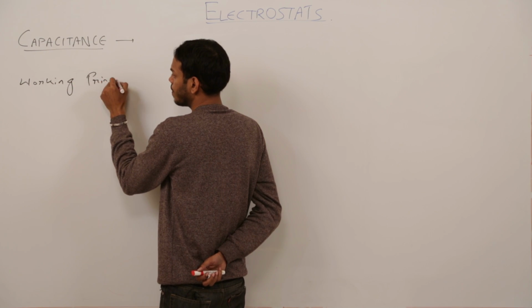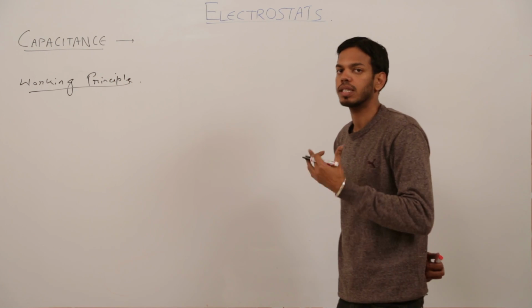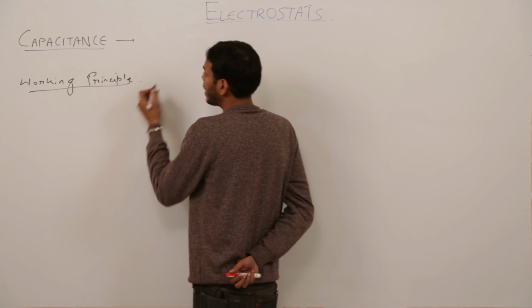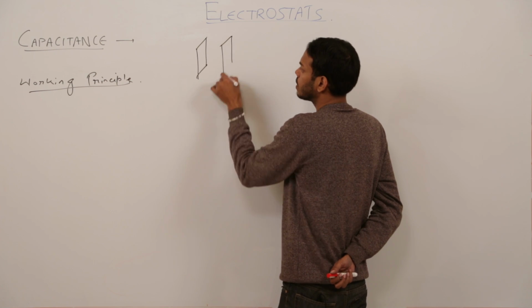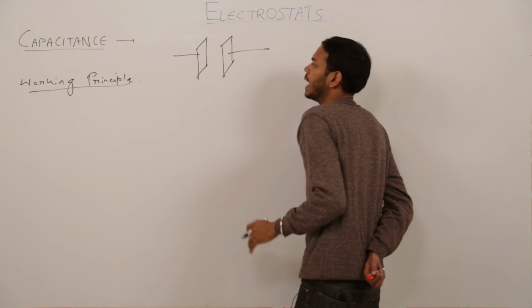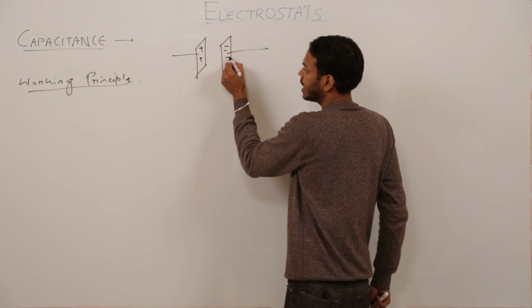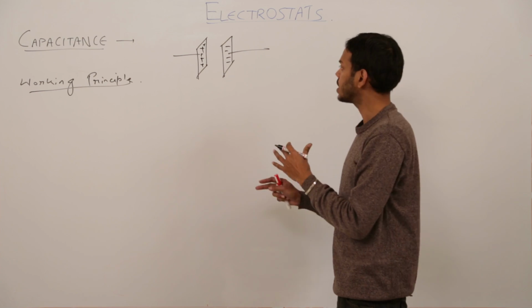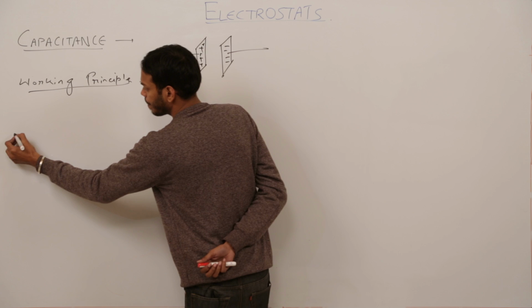Working principle behind a parallel plate capacitor. How are parallel plate capacitors made and how do they work? What is a parallel plate capacitor? There would be 2 plates kept parallel to each other, and there will be one type of charge on one plate and another type of charge on the other plate, and they together constitute a parallel plate capacitor. But how this is made is very simple.